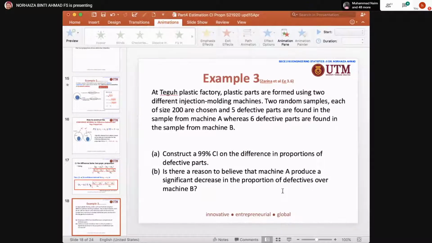For example 3, at Teguh Plastic Factory, plastic parts are formed using two different injection molding machines. Two random samples, each of size 200, are chosen, and 5 defective parts are found in the sample from machine A, while 6 defective parts are found in the sample from machine B. We've got two questions here. One, construct a 99% confidence interval on the difference in proportion of defective parts. Two, is there a reason to believe that machine A produced a significant decrease in the proportion of defectives over machine B?